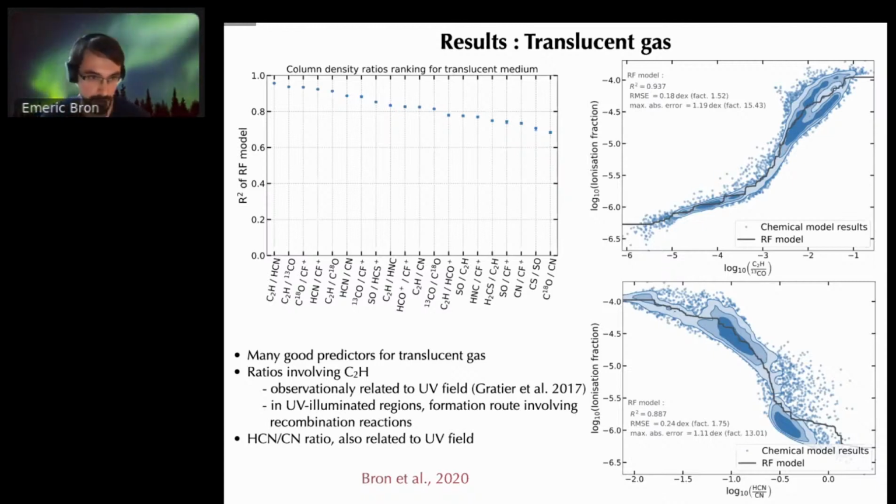We can understand why those specific abundance ratios appear. A lot of the best ratios involve C2H, which is known observationally to be related to the UV field, because it's formed by carbon that's not locked in CO, and so is still in the form of C+ or atomic carbon, and this requires the presence of UV. And of course, in translucent gas, UV photons will be the main source of ionization, so C2H will trace the ionization fraction.